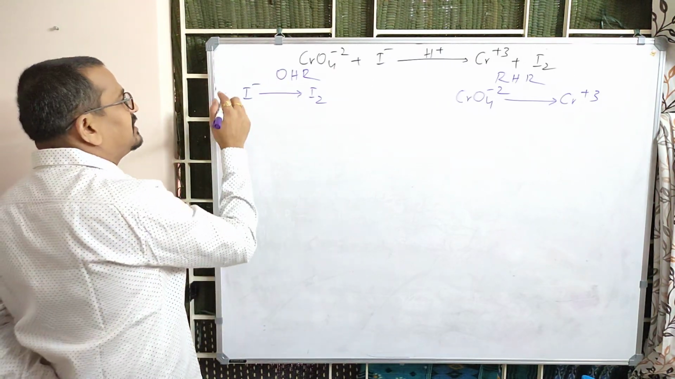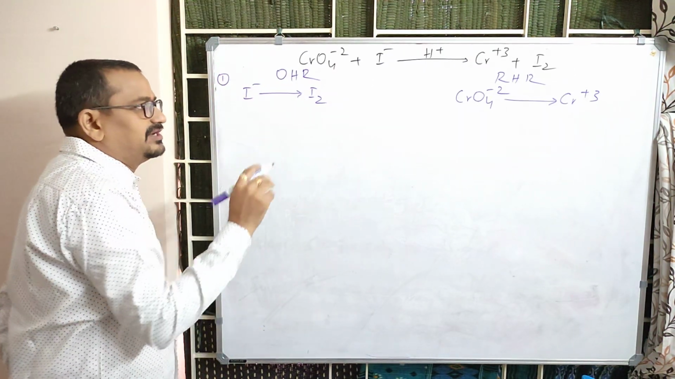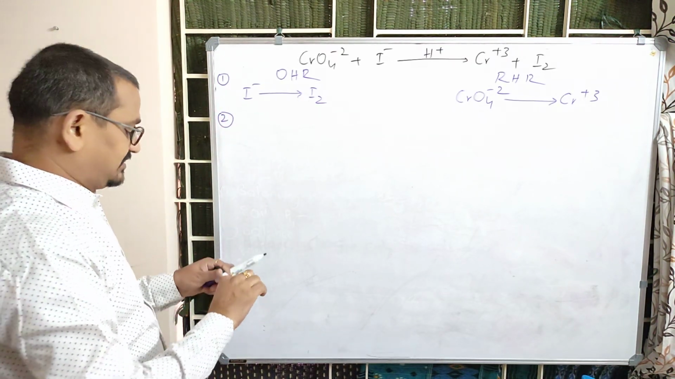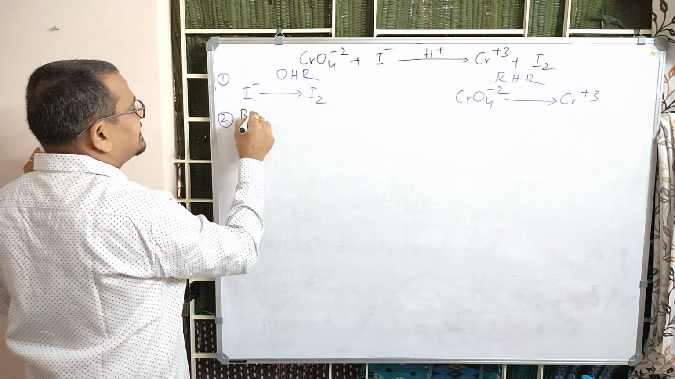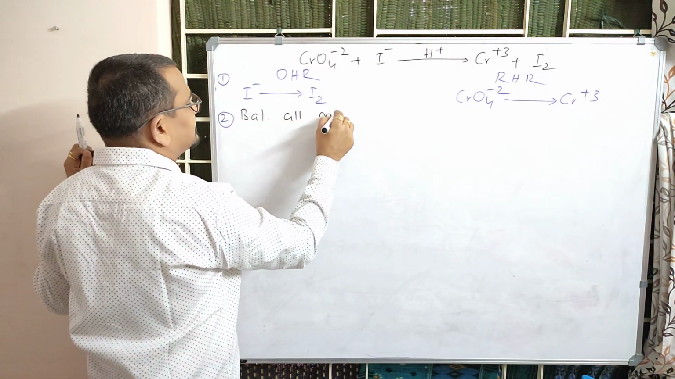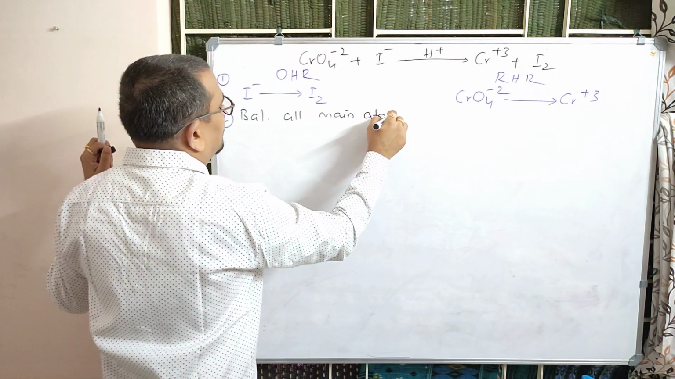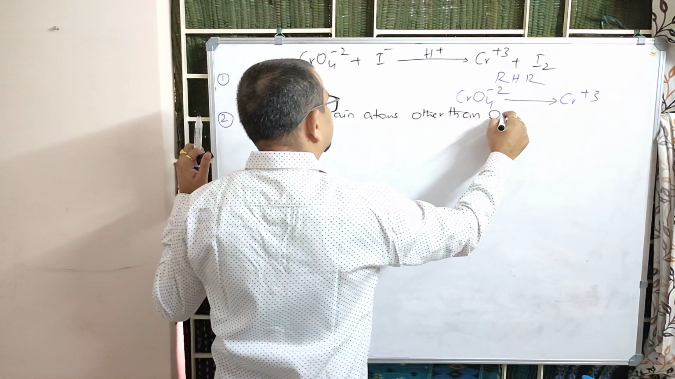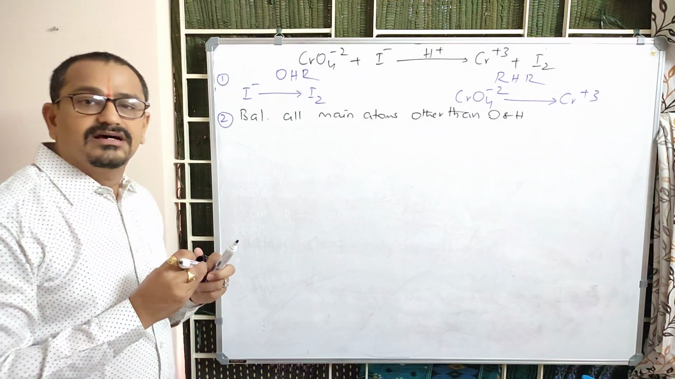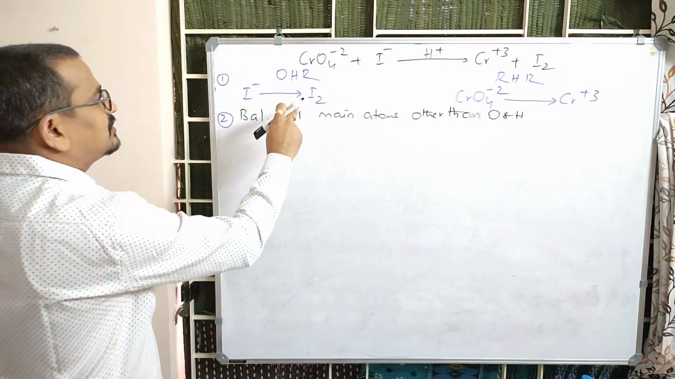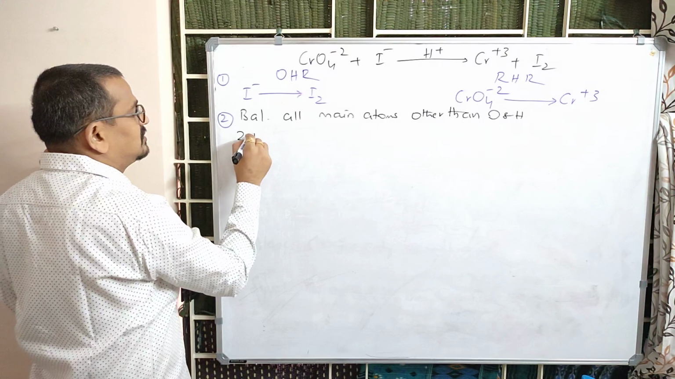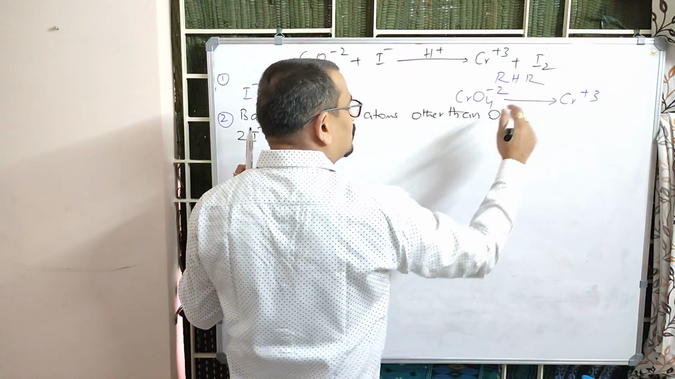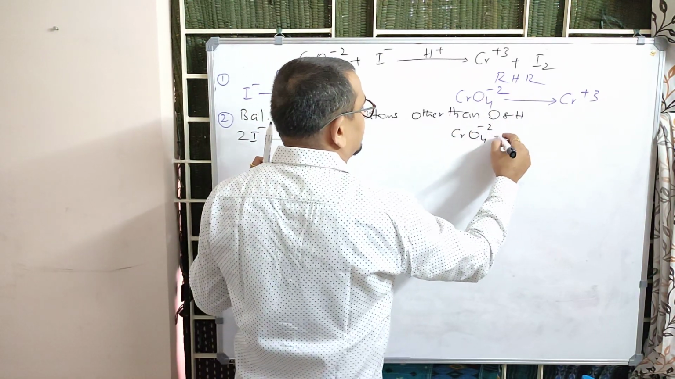Right? Now, this is dividing the given equation into oxidation half and reduction half. What is step 2? Step 2, we have to write the notes without fail. Step 2 is balancing all main atoms other than oxygen and hydrogen. So here two iodines are there, so let us make 2 here also. Make the coefficient 2. Iodines are balanced. Here one chromium and one chromium, already equated.